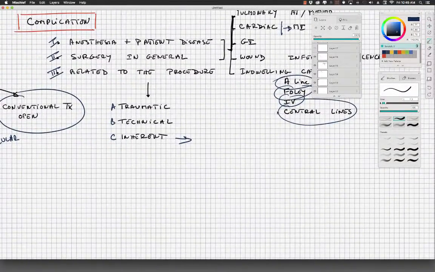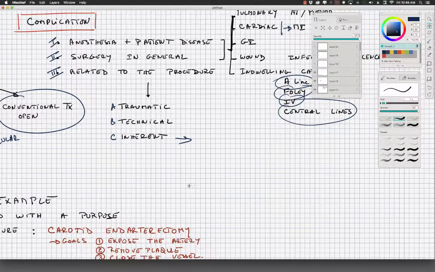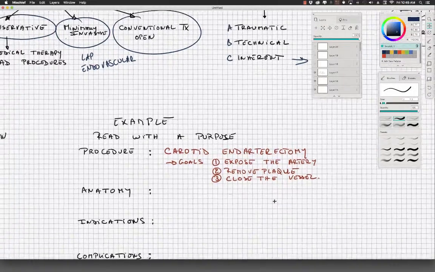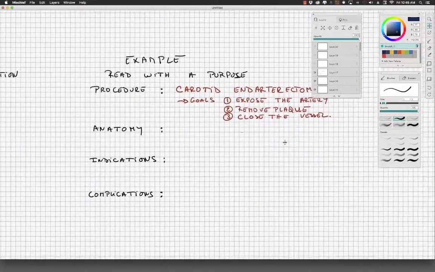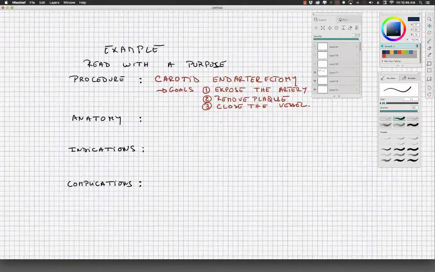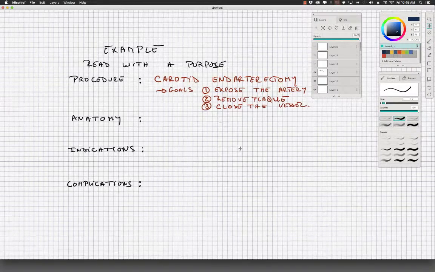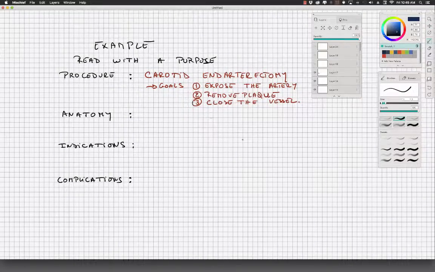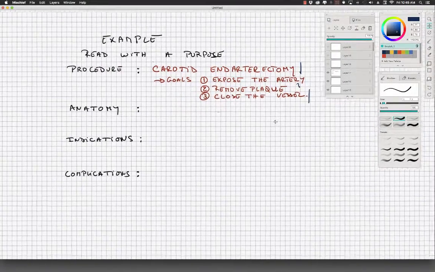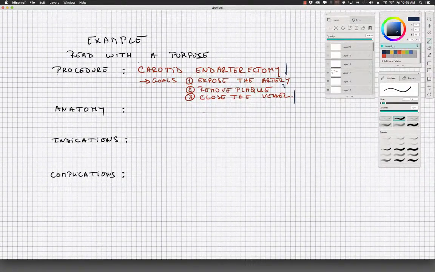And I think that's pretty much summarize what you need to do. So an example, I'd say I picked up carotid endarterectomy. So again, read with a purpose. And I don't know what text is available to you, but just look for this information and just retain that information. So what is the goal of the procedure? The goal is to expose the vessel, pretty straightforward, remove the plaque and close the vessel safely.